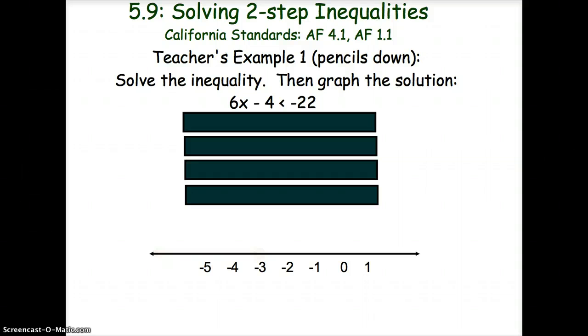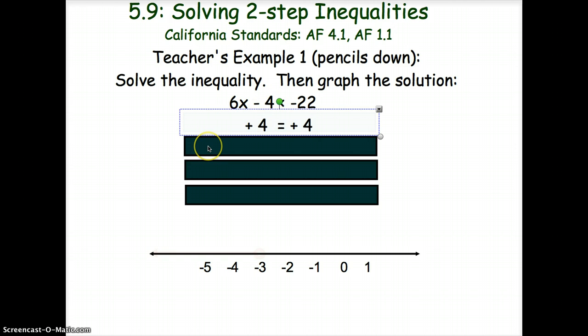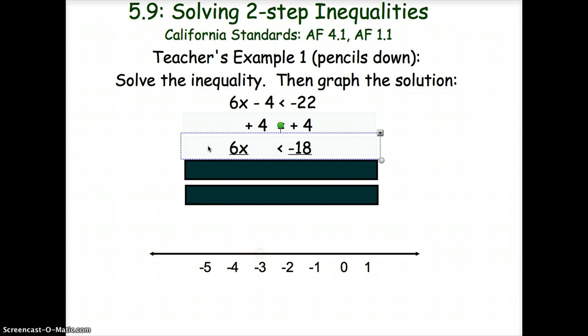Now remember, inequalities are exactly the same as equations, which we spent a lot of time on. The only difference is if you're multiplying or dividing by a negative, you do have to flip this sign. So let's go ahead. We're going to draw our fence right here. And we want to take a look at first any addition or subtraction that we see, which of course we see subtraction. We want to undo that subtraction with addition. So we're going to add 4 to both sides. We are left with 6x is less than negative 18.